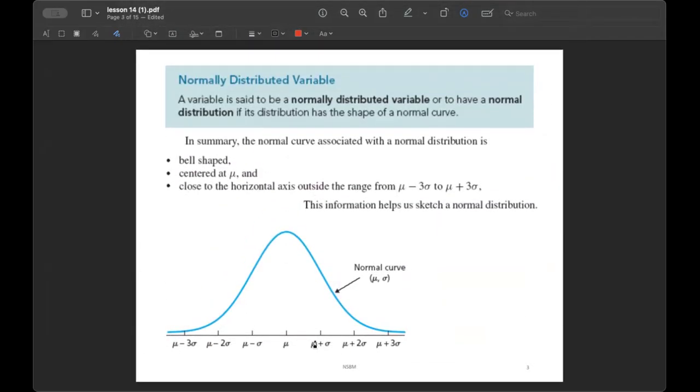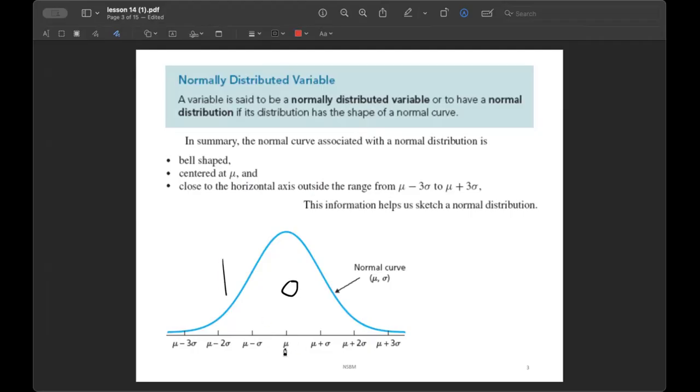See, mu plus 1 sigma, mu plus 2 sigma, mu plus 3 sigma. And here mu minus sigma, mu minus 2 sigma, and mu minus 3 sigma. What will happen now if, in the standard normal distribution, mu is 0 and the standard deviation is 1?